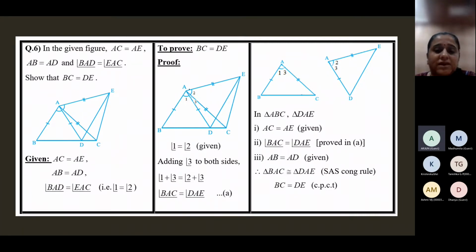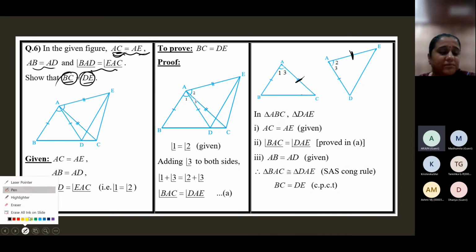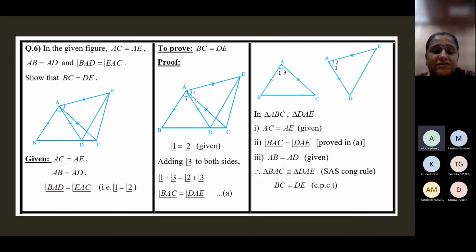So we take up triangles ABC and ADE. One reason is that here AC is equal to AE is given to us. We need to take two triangles wherein we can use these equalities that are given. And also the triangles must have these two sides. That is, one triangle must have BC as a side, another triangle must have DE as a side. So ABC and ADE are the two triangles which we have taken up.